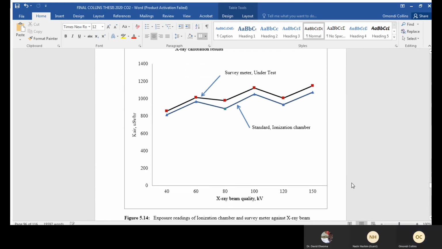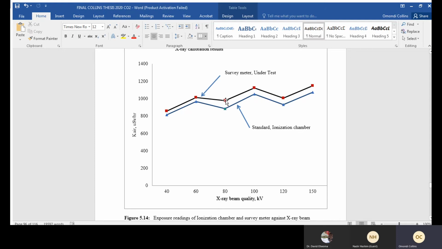Here it is, just to see the survey meter reading in comparison with the reference standard. So as you increase the energy, both of them increase. It takes the pattern of the reference standard, but there's a constant deviation, which is the error.